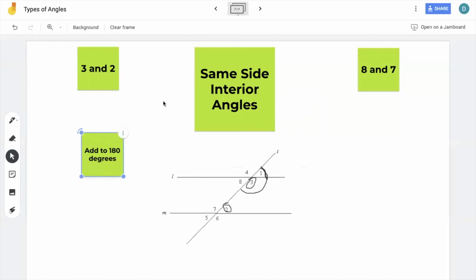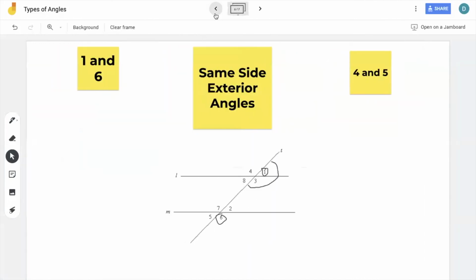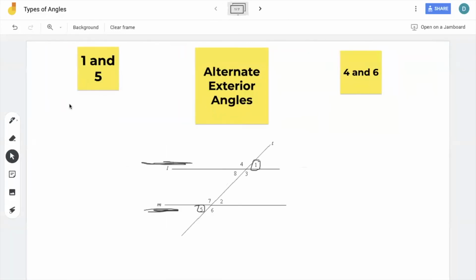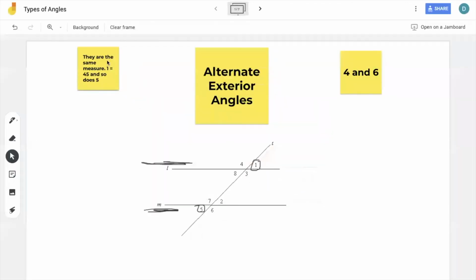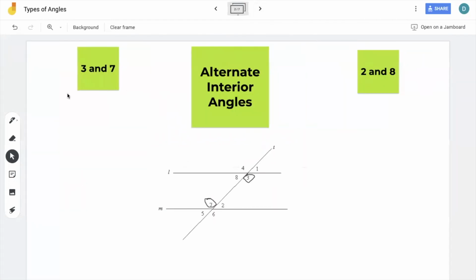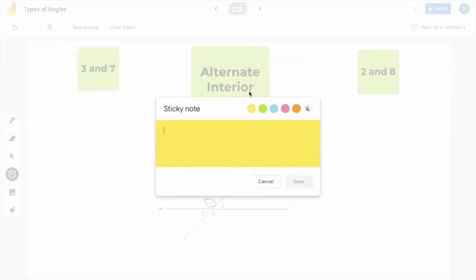Now, just to review everything so that we have a clear understanding of what they do, I'm going to go all the way back. So what do the alternate exterior angles do? Well, they are the same measure. For example, 1 equals 45, and so does 5, right? Same with the alternate interior angles. They are the same measure.